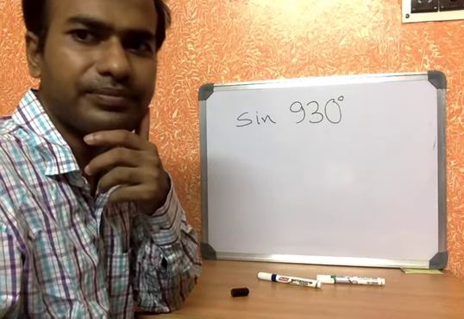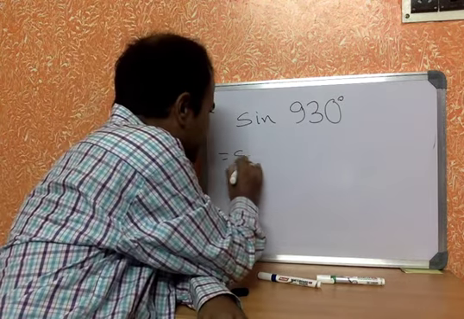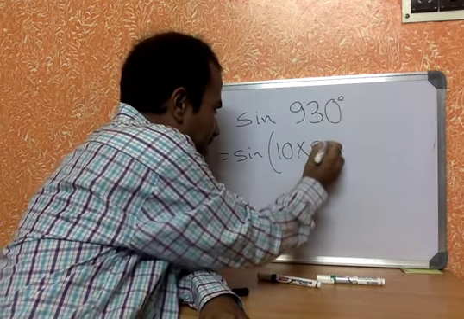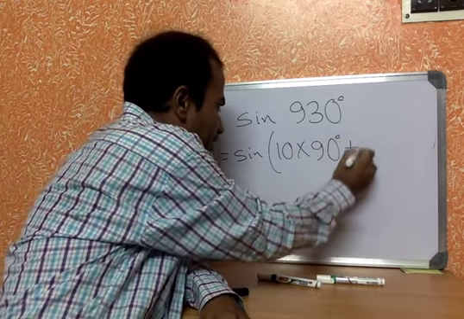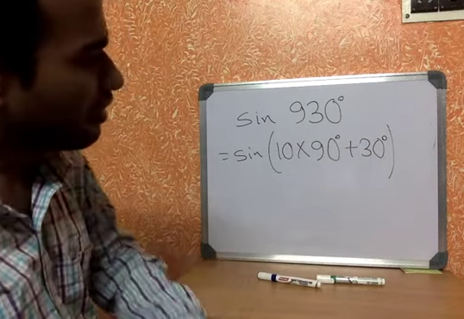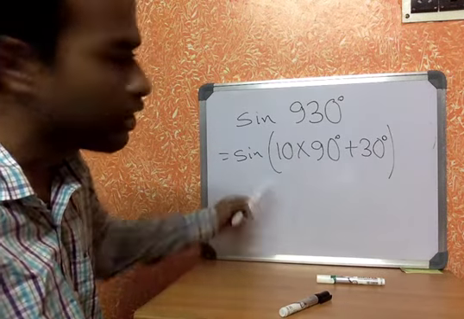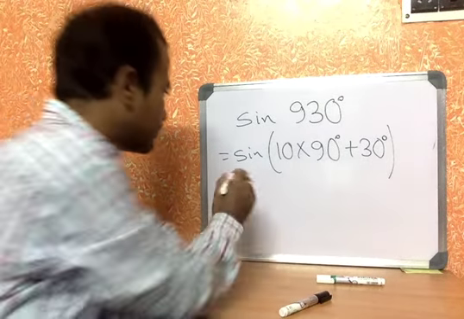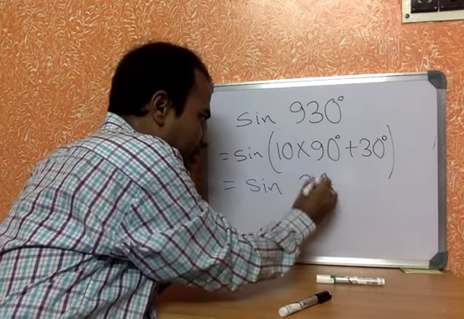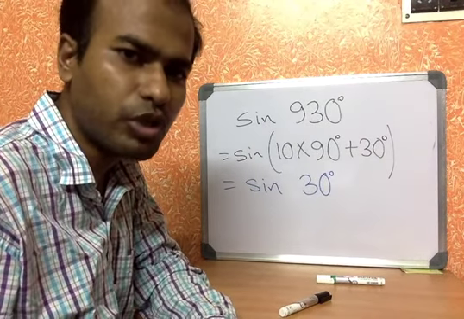Sine 930 degree. So 930 degree can be written as 10 into 90 degree plus 30 degree. Here 90 is multiplied by 10, an even number. So sine will be sine, no change of it. It will be 10 into 90 plus 30, with 30 degree.